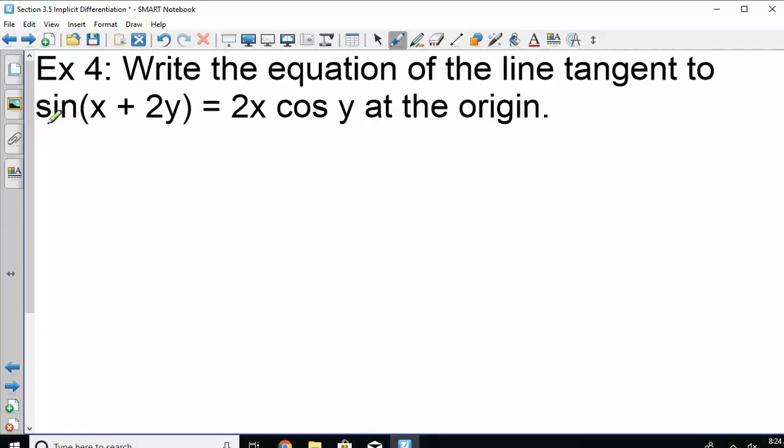So starting with your sine. Derivative of sine is cosine. Doing chain rule, inside stays the same, times the derivative of the inside, derivative of x, plus derivative of 2y.